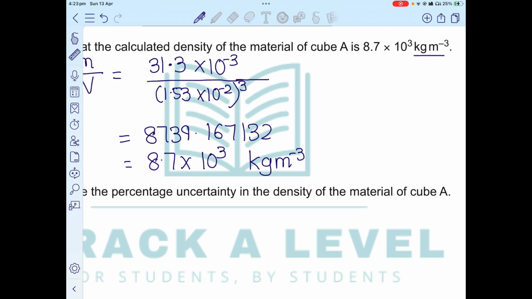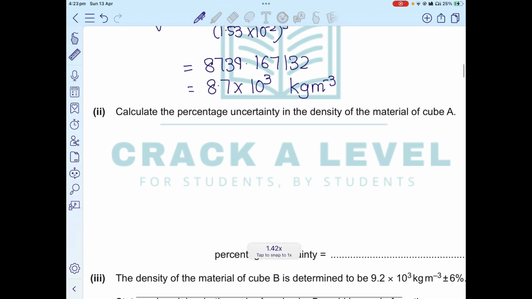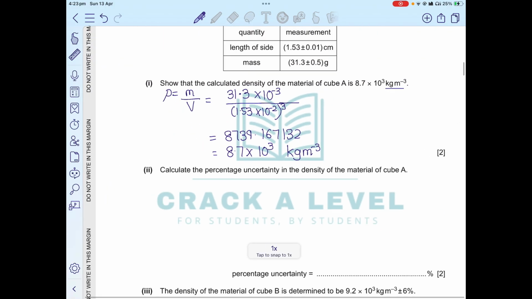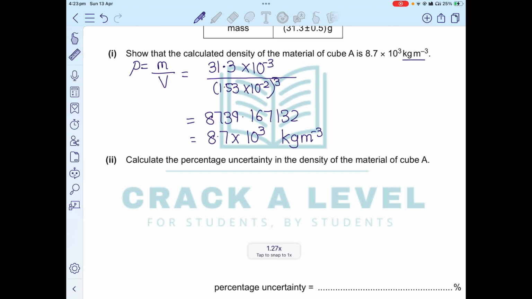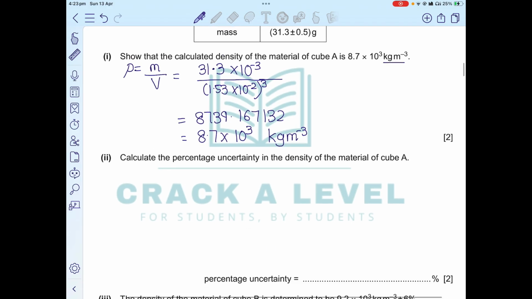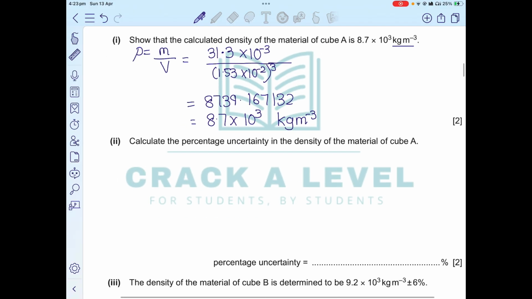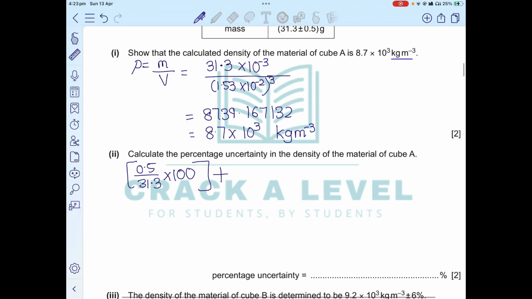All right. Now the next question is, calculate the percentage uncertainty in the density of the material of cube A. Now the percentage uncertainty, because it's actually a division, we have to add up the percentage uncertainty of the mass plus the percentage uncertainty of the volume. Now the percentage uncertainty of the mass will basically be 0.5 over 31.3, that is the absolute uncertainty, multiplied by 100. Okay, we're going to leave this over here, plus.